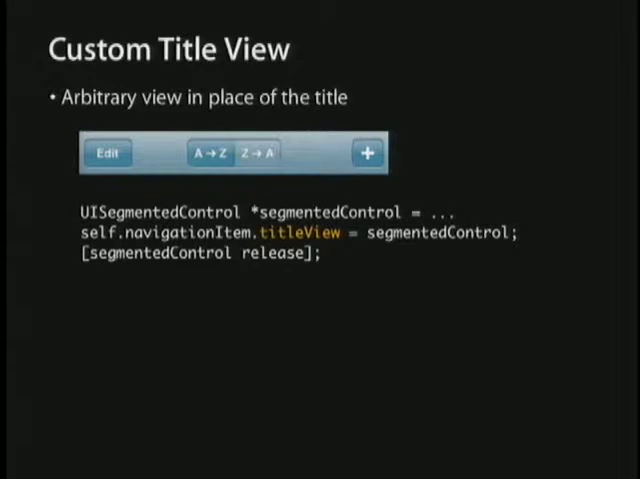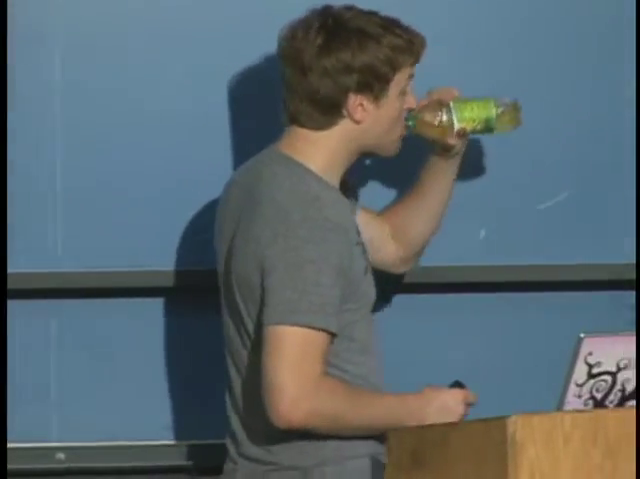We would create this segmented control, however you want to create the segmented control. You set it as the title view, and we practice proper memory management, so we release it. Yeah, not the most complicated thing in the world, but that's how you get that kind of a view in there. Any questions about that? And then finally, the back button. This is something we get a lot of questions about.